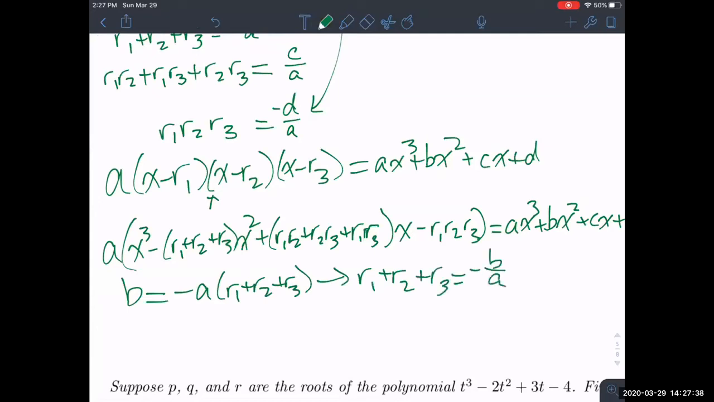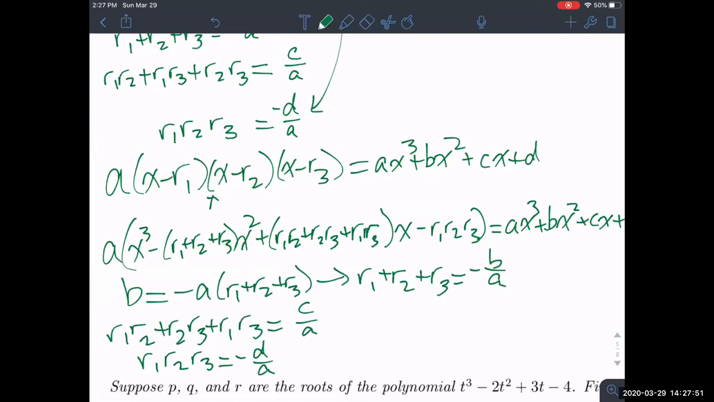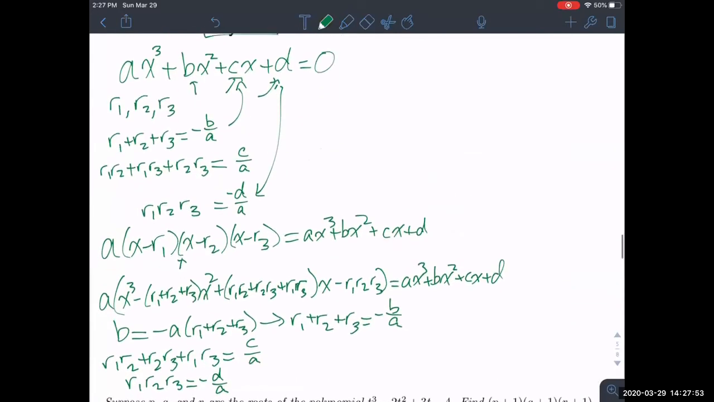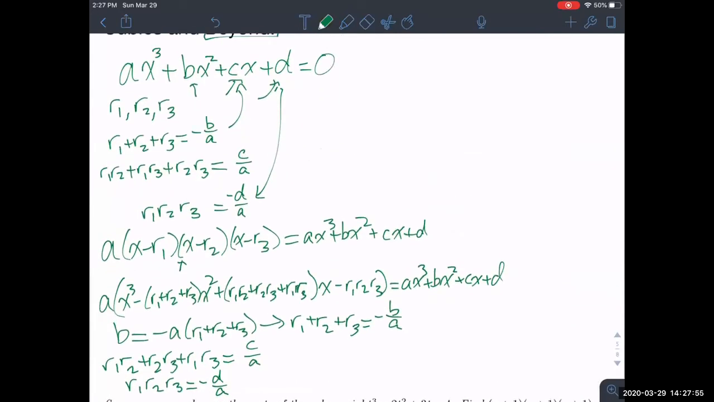Then the sum of the two pairs is going to be C over A, and R1, R2, R3 is going to be negative D over A. So yeah, that's the proof for the cubic example.